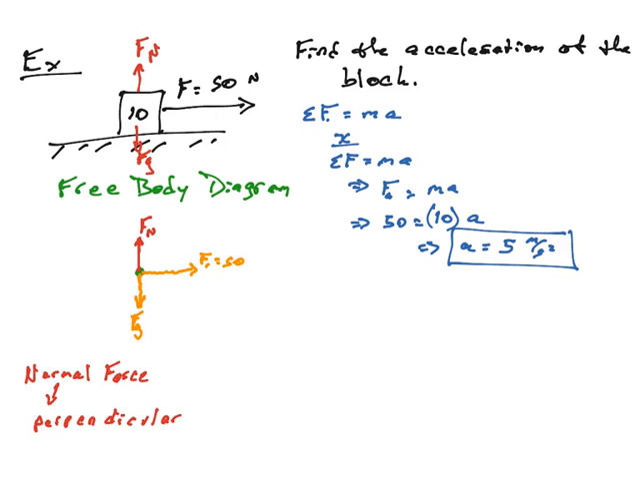So I only have to do F equals ma in the x direction. Since I'm only doing it in the x direction, I only care about x directional forces. In this case, there's only one. So F equals ma is 50 equals 10 times acceleration. And solve for a.